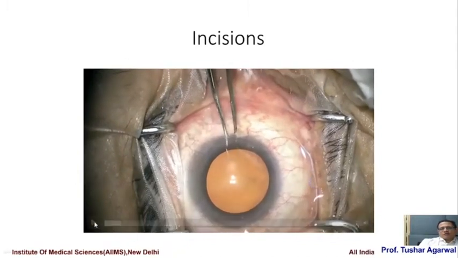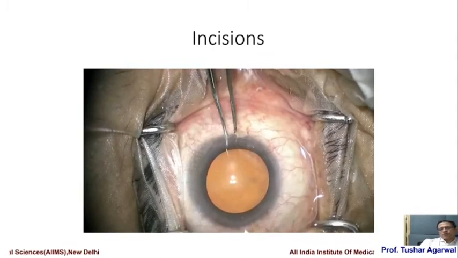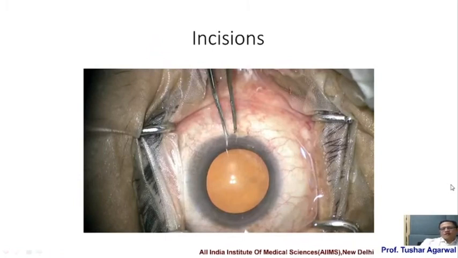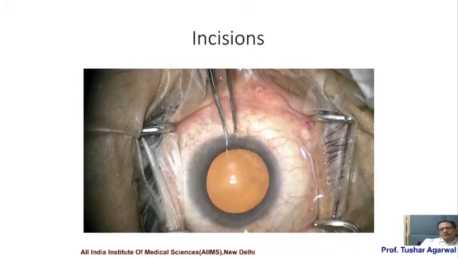So the first thing to note is that you have to visualize the instrument which is going to be used through a port. So for example, in the main port, you're going to be introducing the phaco needle at most times. So if you construct this incision keeping in mind the direction of the phaco needle which is going to be advanced through the cornea, what you will get is an incision which will allow for an unhindered passage of the phaco needle every time.